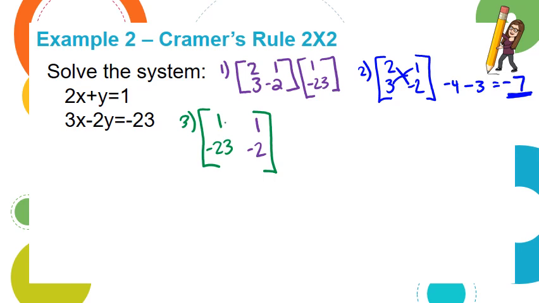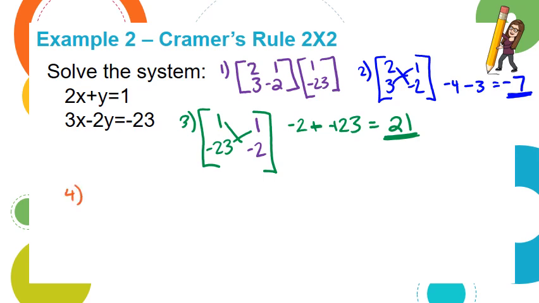Let's find the determinant. 1 times negative 2 is negative 2. Subtract the other diagonal, which is 1 times negative 23. Changes to adding, and we end up with 21. Okay, that's very important for our x solving.